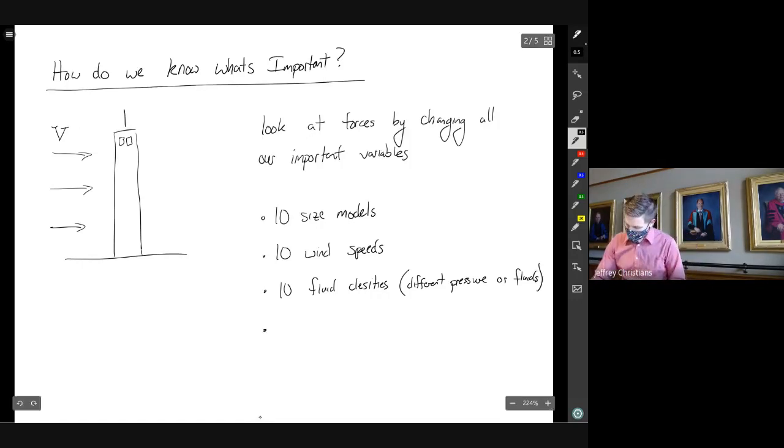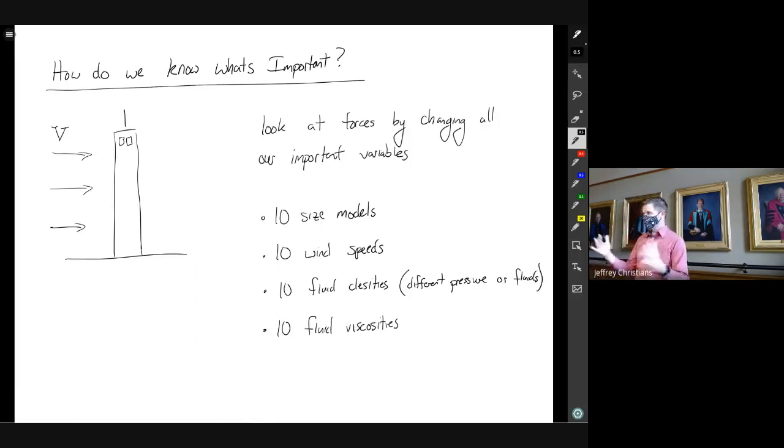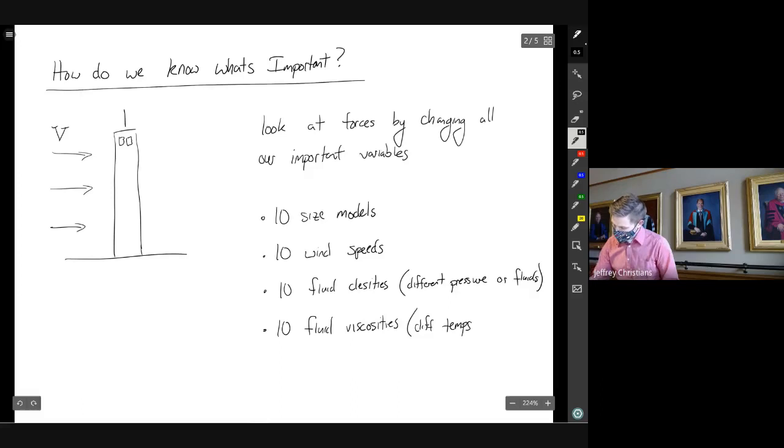And then we should probably use 10 fluid viscosities. Again, just because how much viscosity there is, that's going to matter, and how much shear stress there is, and also how the fluid is behaving. So we probably would need to do different temperatures or different fluids to be able to look at different viscosities.